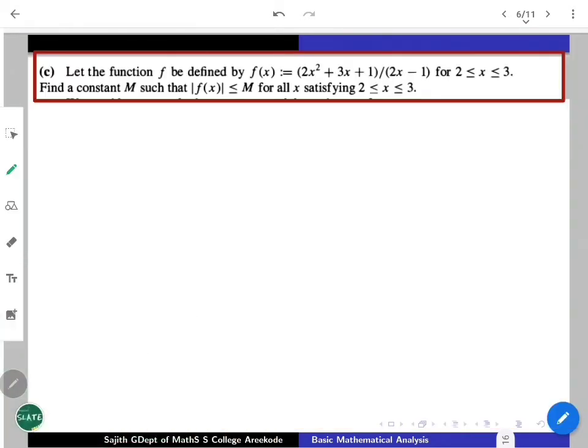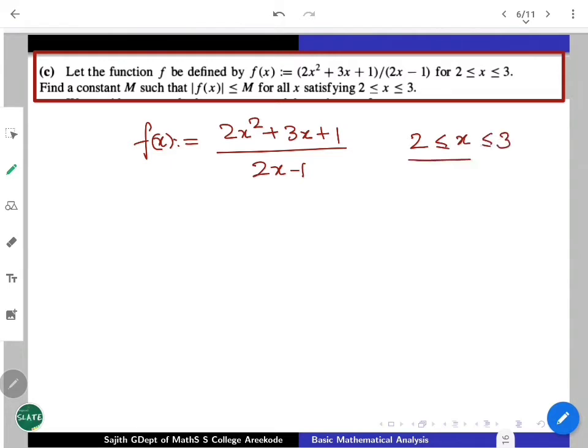Here, we are asked to do the following. We are considering a function. So for each x, f of x is given by the rule 2x square plus 3x plus 1, divided by 2x minus 1. But this is defined, by definition, on the domain we are going to take between 2 and 3. So all x's will vary from 2 to 3. Whenever it varies like that, f of x is defined like this.